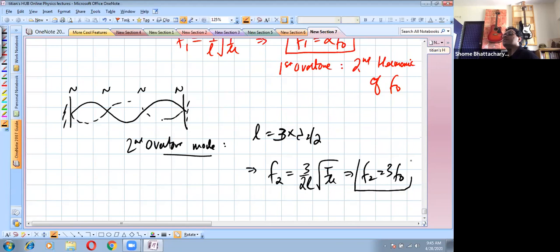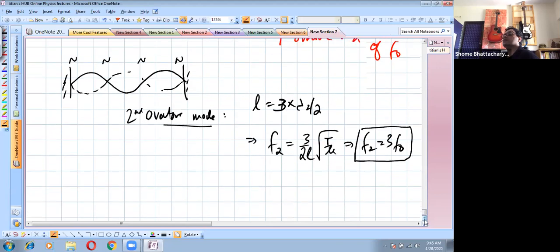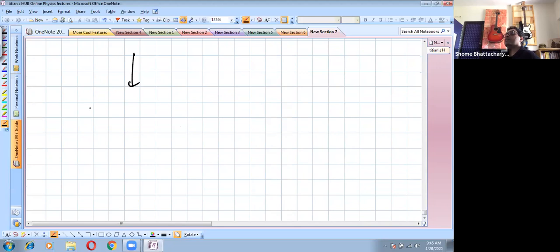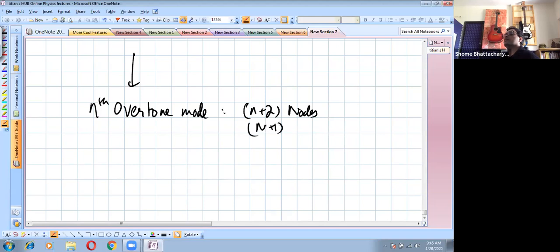And like that, we have a general case that in the nth overtone mode, we have n plus 2 nodes, or n plus 1 antinodes. Or in all, we have n plus 1 loops, you can say. The string looks like n plus 1 loops.